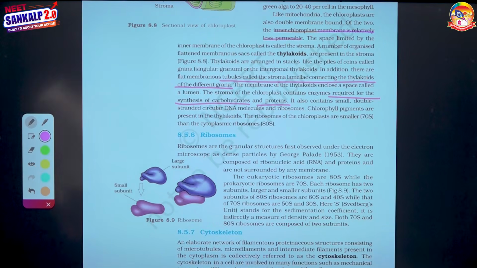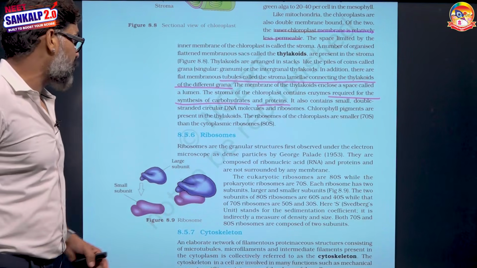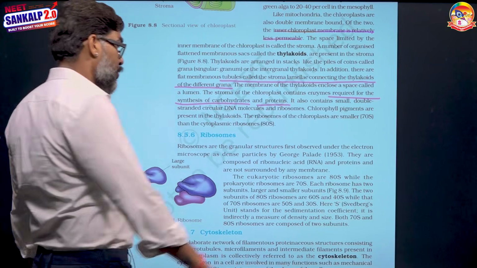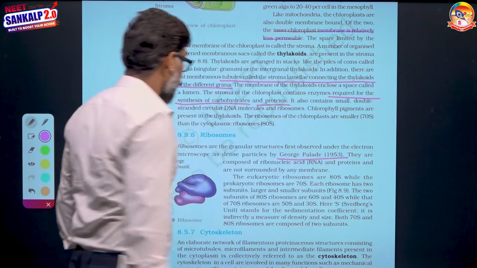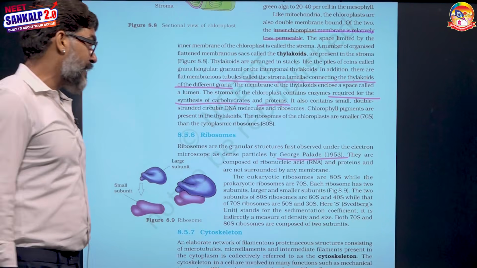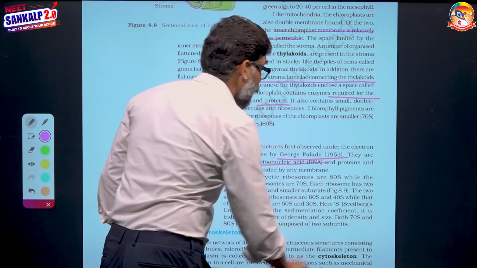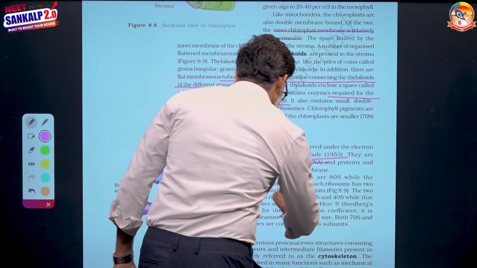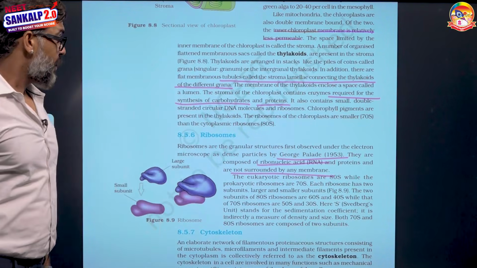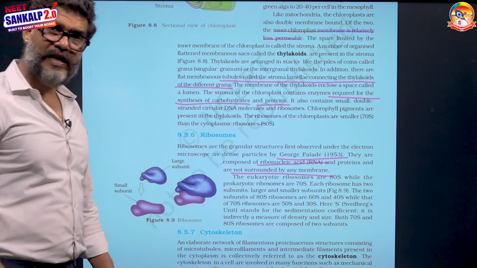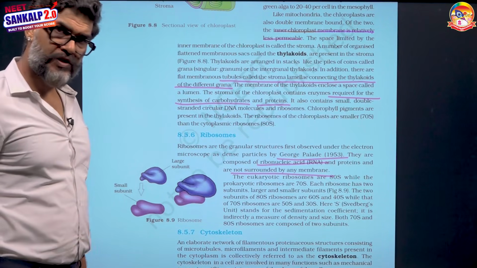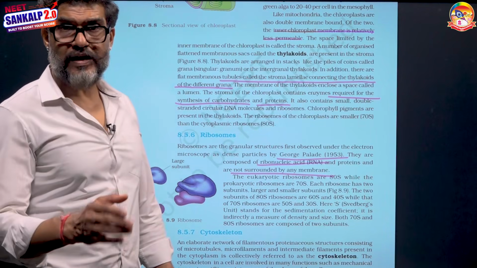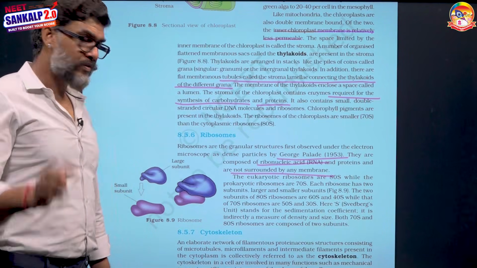Ribosomes are the granular structures first observed under the electron microscope as dense particles by George Palade in 1953. They are composed of ribosomal RNA and proteins, and are not surrounded by any membrane structure. Eukaryotic ribosomes are 80S type, with the large subunit called 60S and the small subunit called 40S. Prokaryotic ribosome is 70S, with the large subunit 50S and the small subunit 30S.